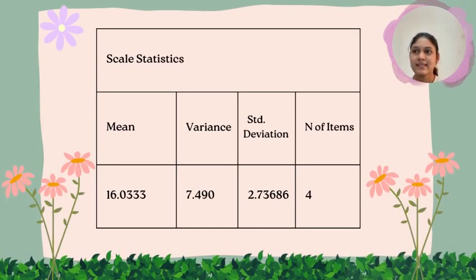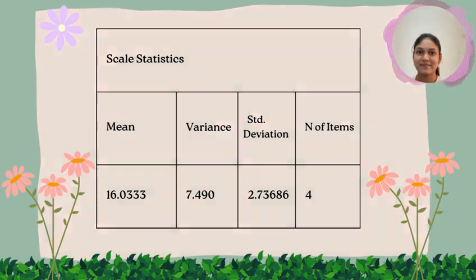The second scale statistic indicates that the mean score across the 4 items is 16.0333 with a variance of 7.490, reflecting the spread of scores around the mean. The standard deviation is 2.73686, showing the average deviation of individual scores from the mean. This analysis is based on a total of 4 items.